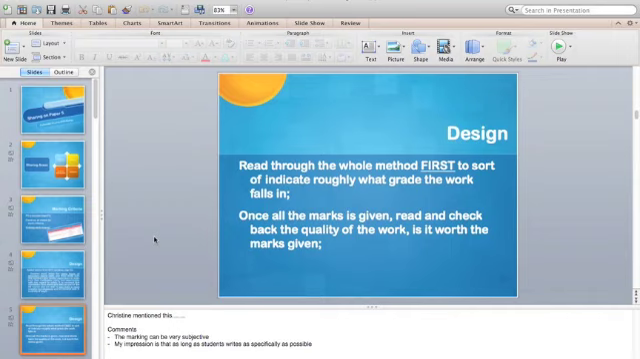But Christine did mention that when she conducts marking, she will read through the entire method first to indicate what kind of grade the student falls in. Then she will go from point to point and allocate the marks. When the marks are given, she will read through again and check the quality of the work, whether the marks given are worth it or not.